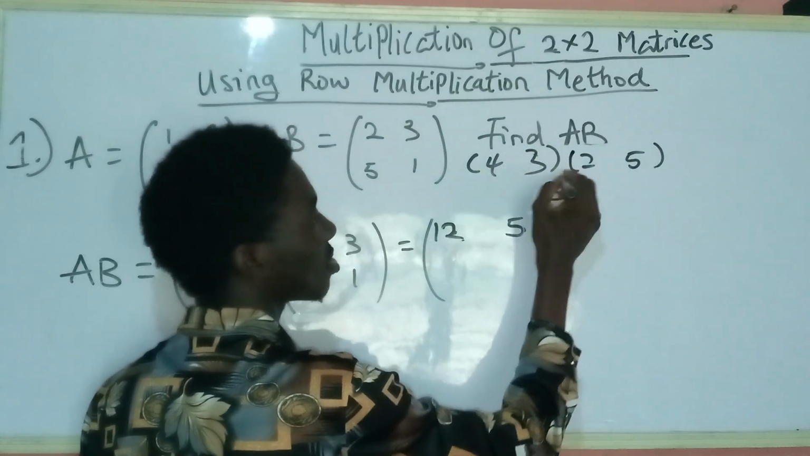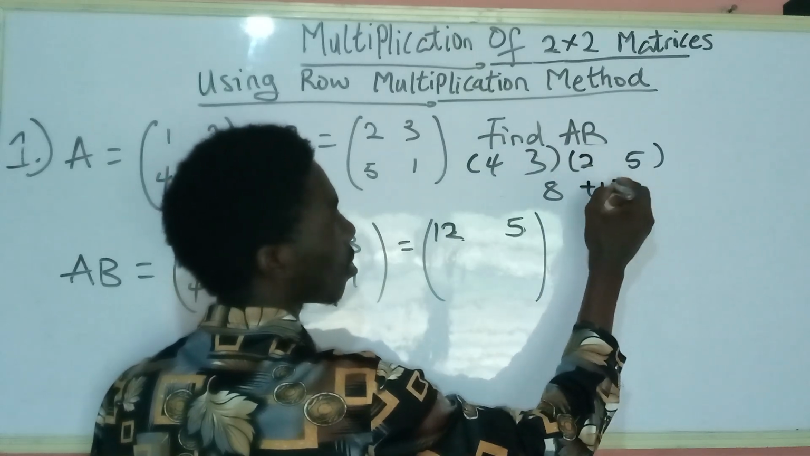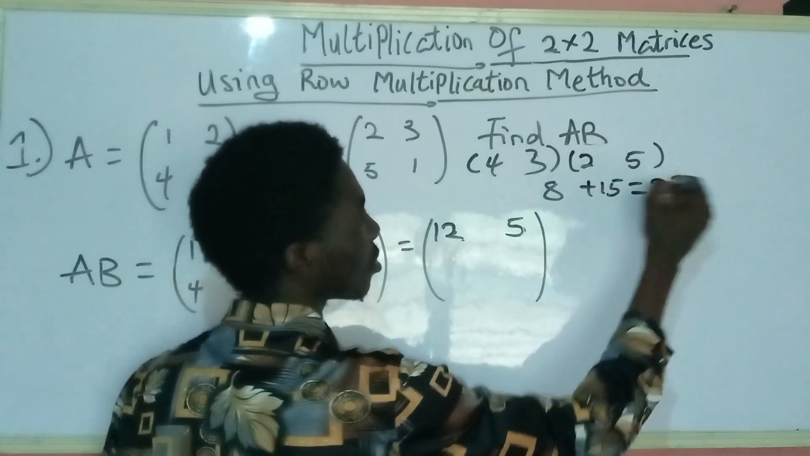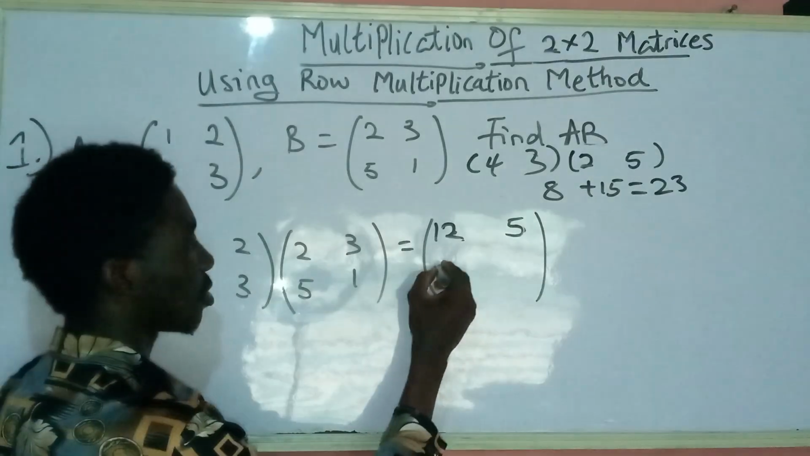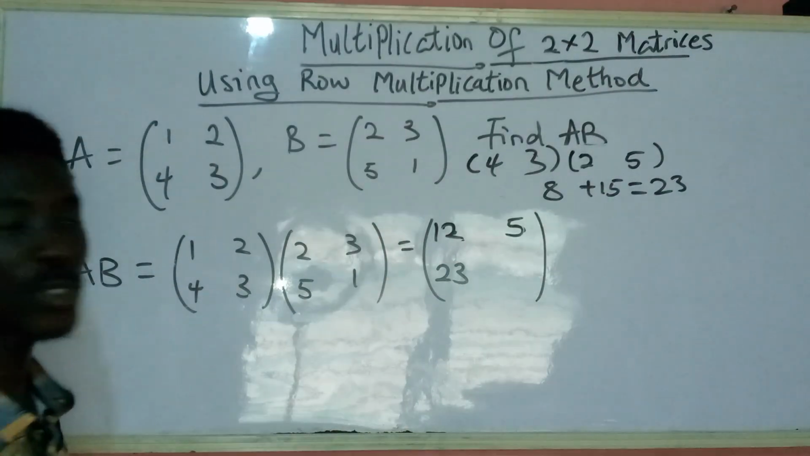4 times 2 is 8. 3 times 5 is 15. That gives 23. That means here is equal to 23. Can you see that? So that's how to multiply a 2 by 2 matrix.